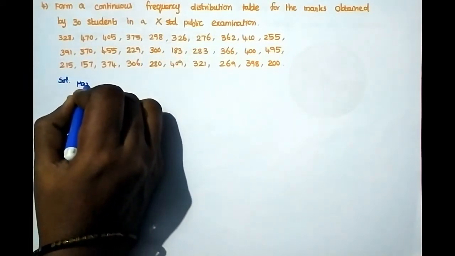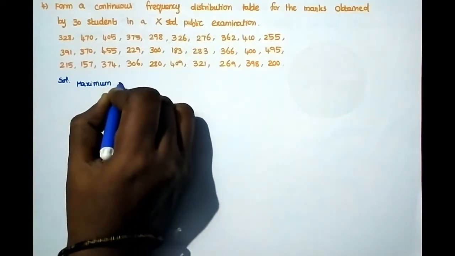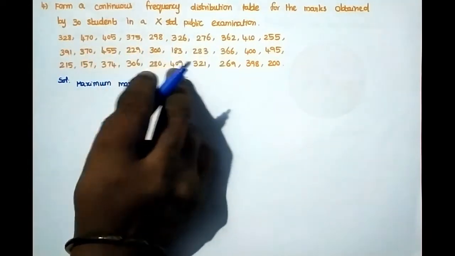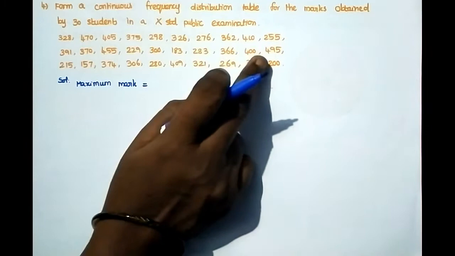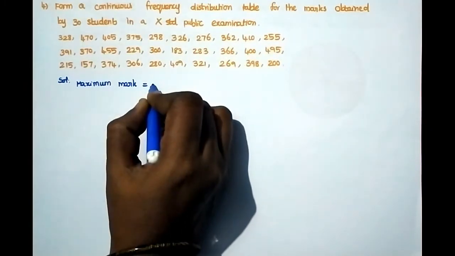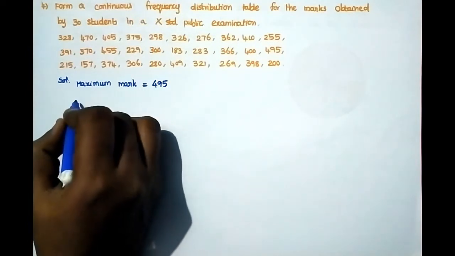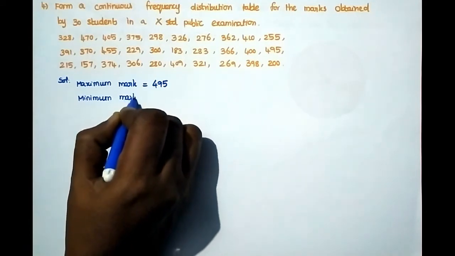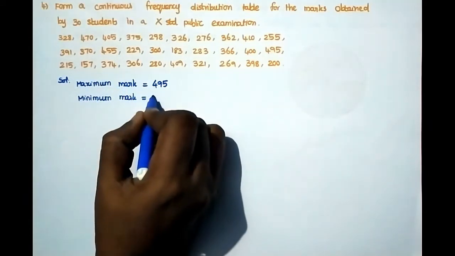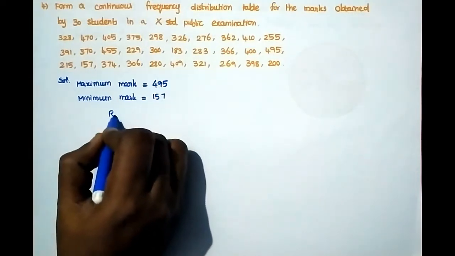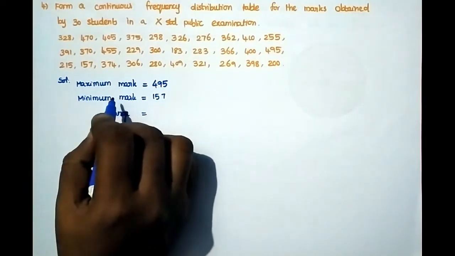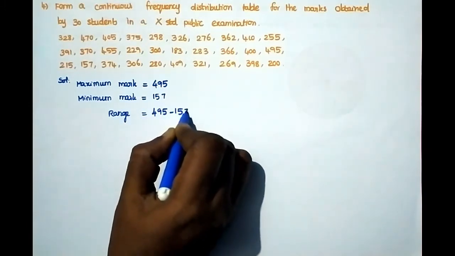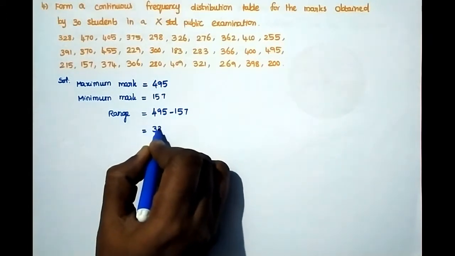So maximum mark is equal to 495. Here 495 is the maximum mark, and then the minimum mark is 157. Now the range is equal to maximum mark minus minimum mark. So 495 minus 157, we get 338.